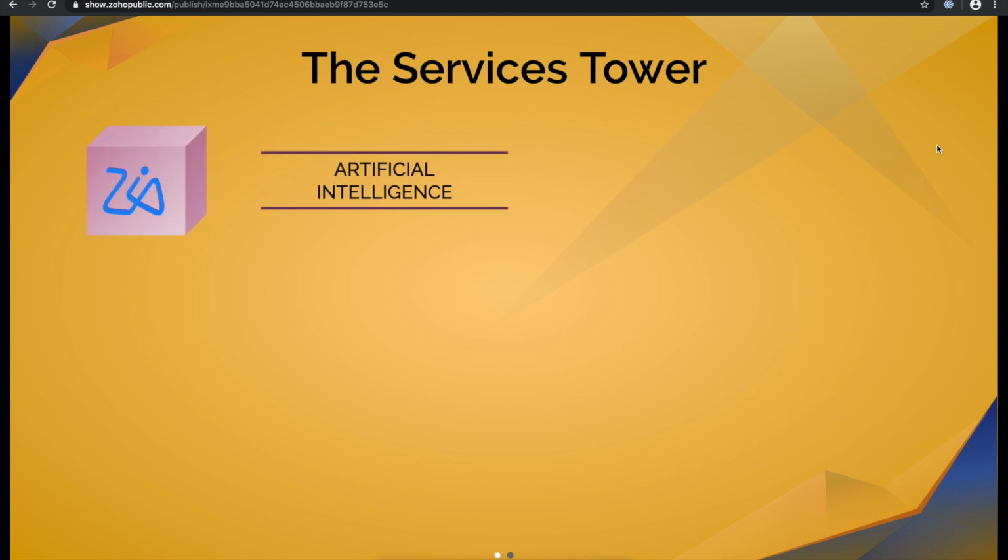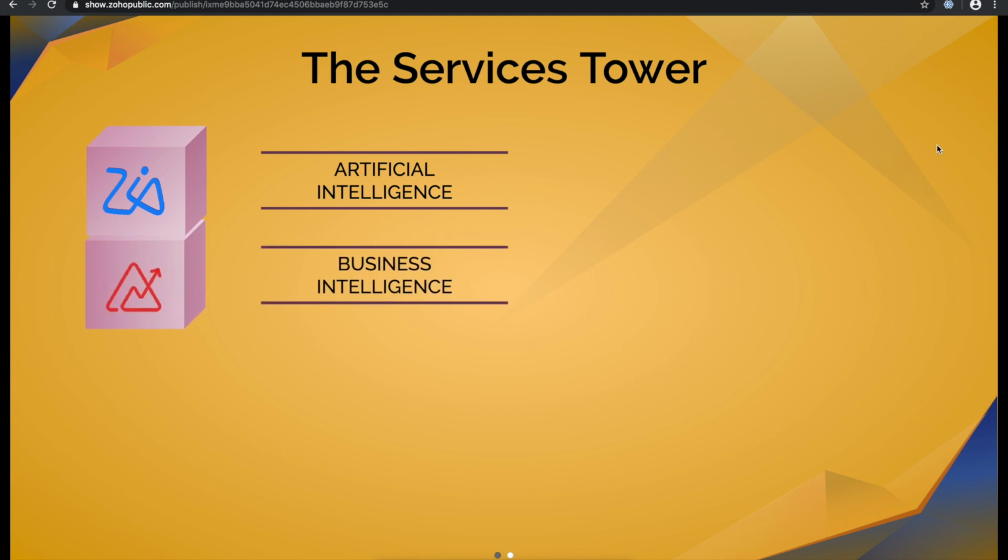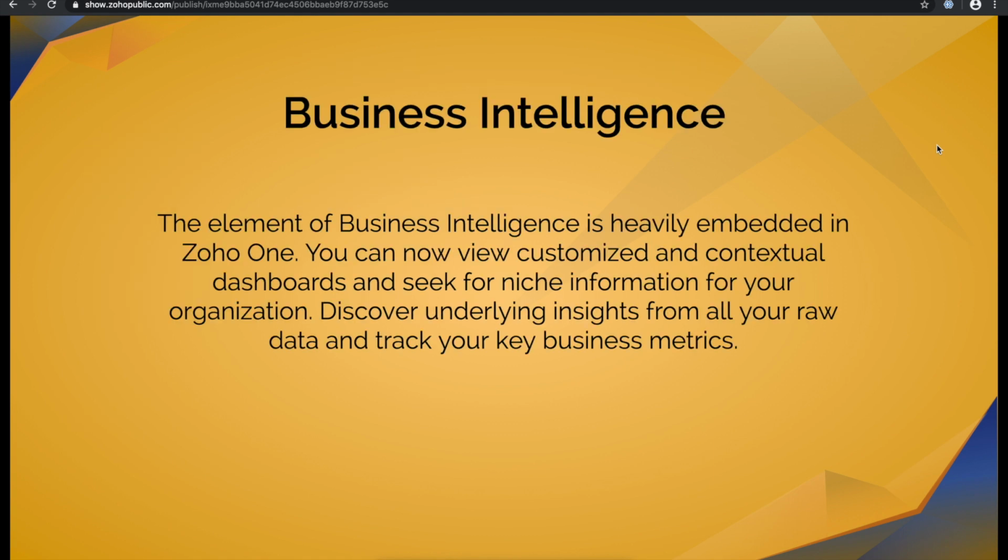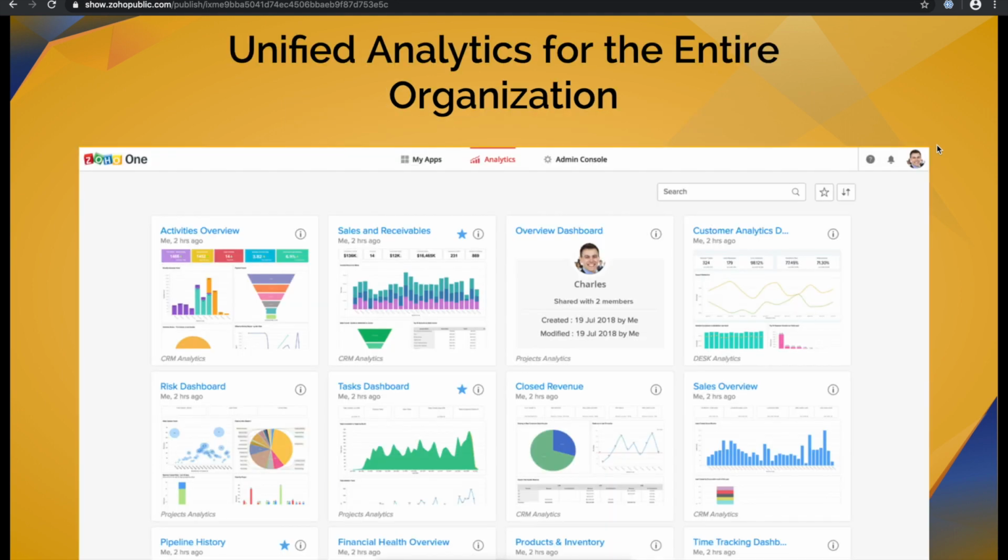After the artificial intelligence or the Zia layer of the services, let's talk about the business intelligence aspect of it. Business intelligence is the element which is heavily embedded in Zoho One. You can now view customized and contextual dashboards and seek niche information for your organization. Discover underlying insights from all your raw data, and you can also track your key business metrics. Let's look at the UI of the product.